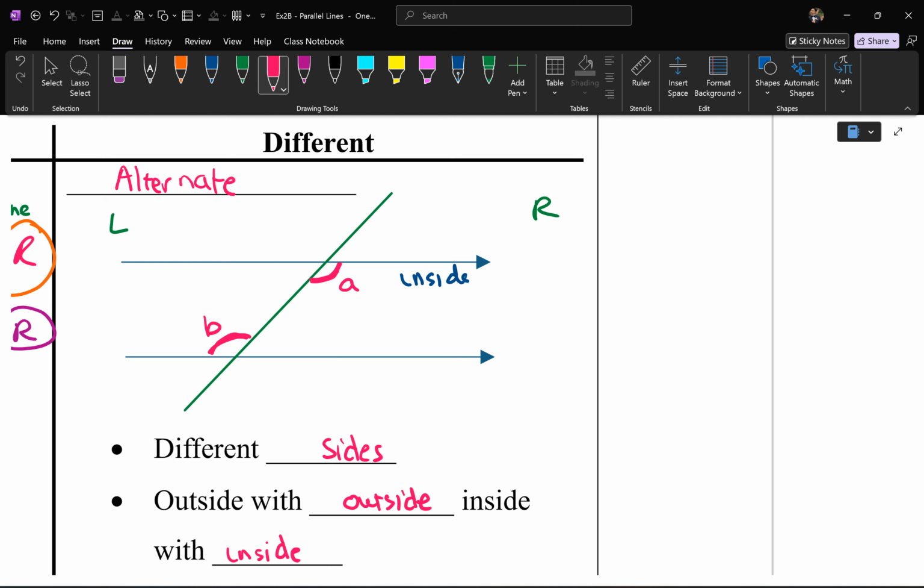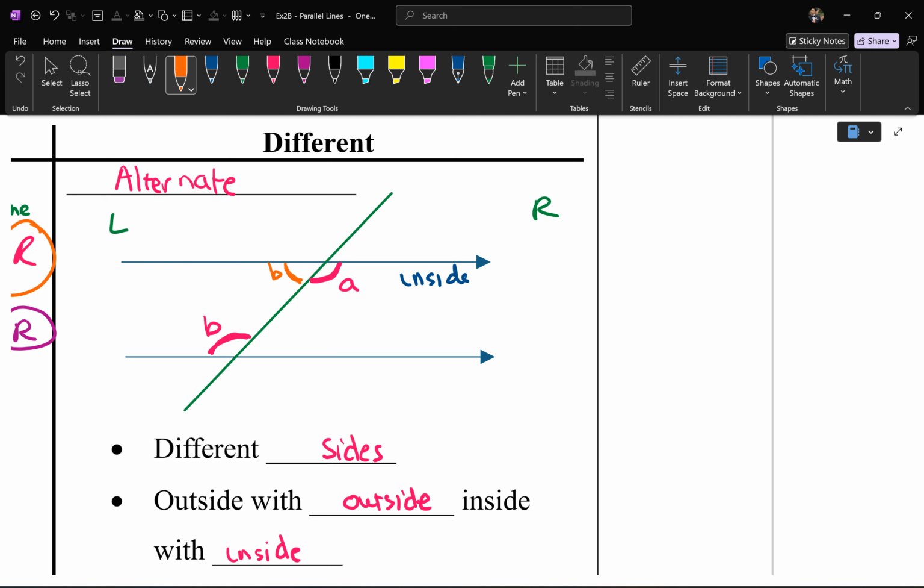Now, one common mistake that students do is they write B here. Why is this B and A not alternate? Because it's on the left side, they're on opposite sides, and we said they don't both need to be inside, so that's true. But why is B and A clearly not alternate? What is it though?